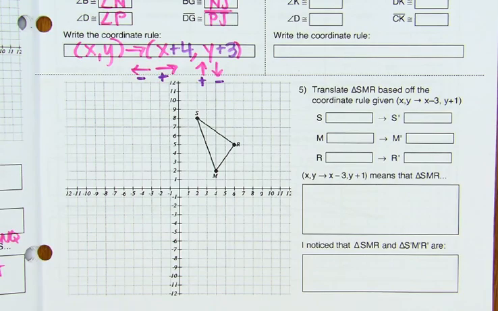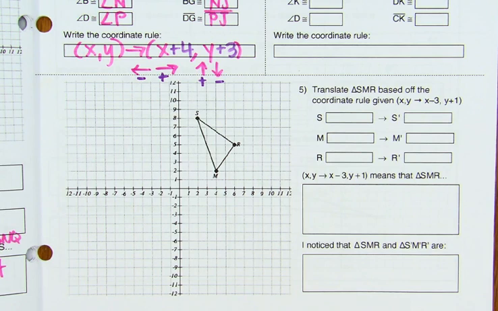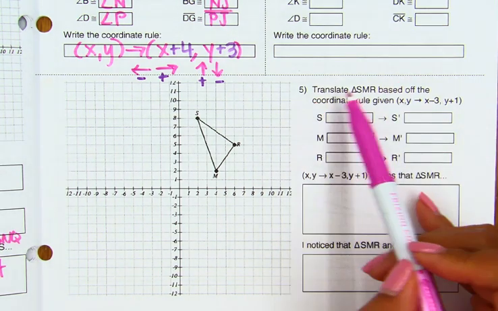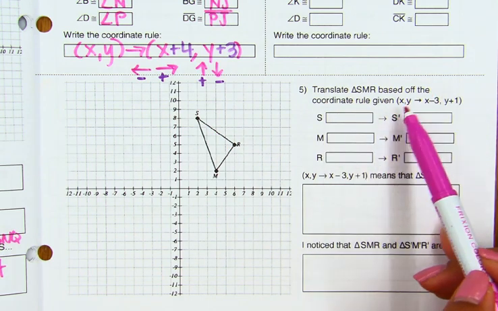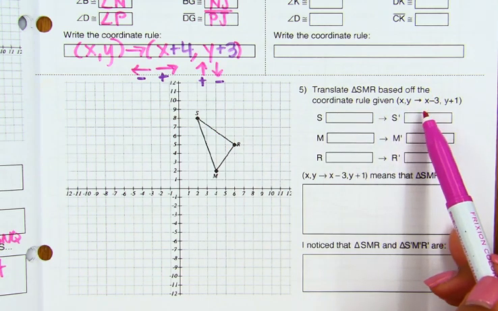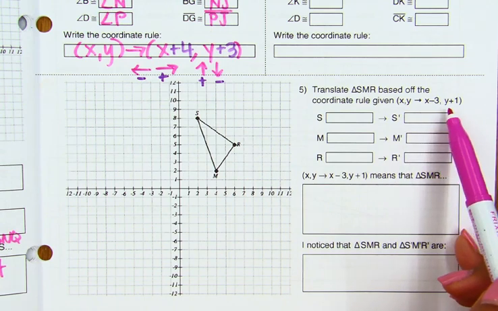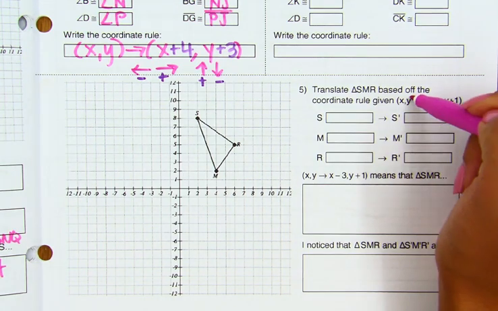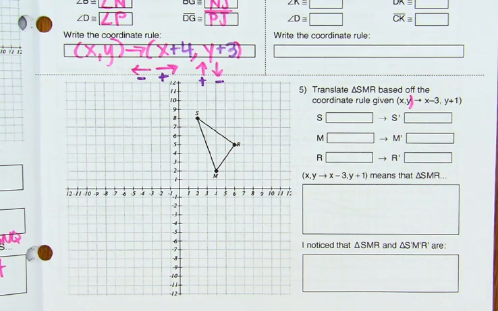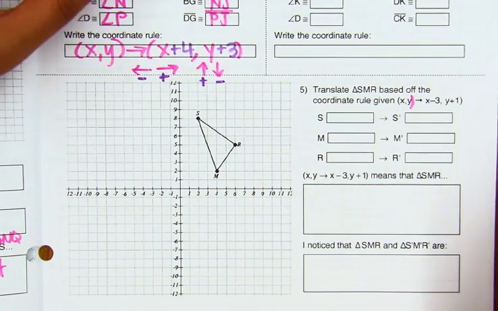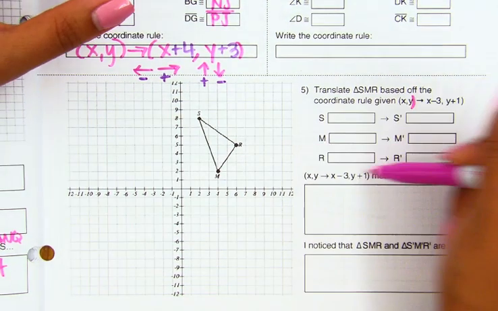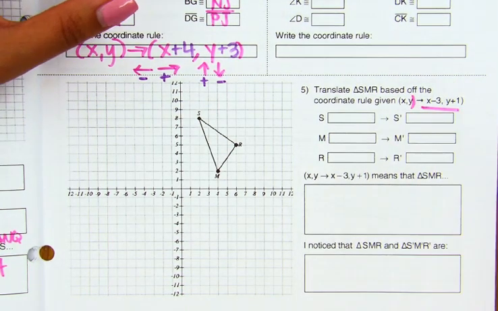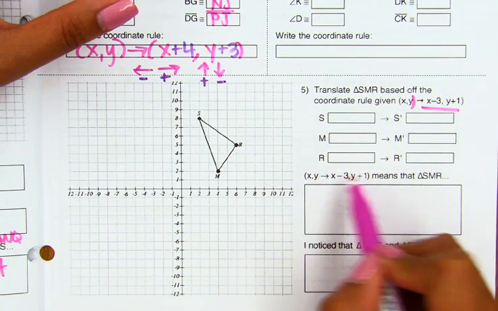Now we're going to work on performing an actual translation. So what would that look like? Well, first let's read the instructions. It says, translate triangle SMR based on the coordinate rule given. X comma y turns into x minus 3 comma y plus 1. There should be a parentheses right here. Sorry about that. So first and foremost, I need to translate this. I am going to skip this portion for a second because I want to first decipher what this means, which they asked me to do here.